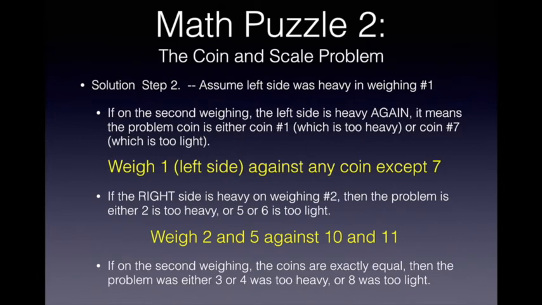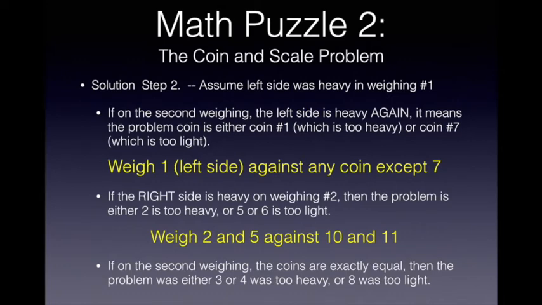Well, on weighing number 3, we take the heavy coin and the light coin and we put them on the same side, say the left. So we're going to weigh 2 and 5 against 10 and 11. And if the left side goes down, well then the left side was heavy and the problem coin was coin number 2, which was too heavy. If the left side goes up, then the problem coin was coin number 5 because we suspected it might have been too light. And if 2 and 5 are perfectly equal against coin number 10 and coin number 11, well then we know that the problem coin must be coin number 6 and it's too light.